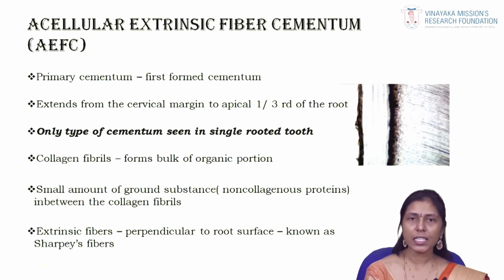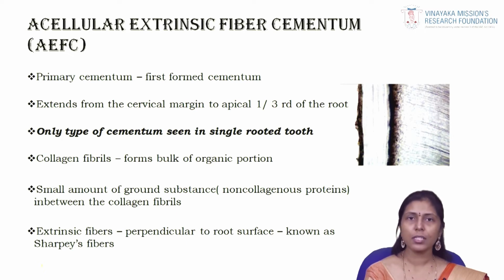Next, coming to acellular extrinsic fiber cementum. This is nothing but the primary cementum, or the first formed cementum, and this cementum extends from the cervical margin to the apical 1/3 of the root. This is the only type of cementum that is present in a single rooted tooth.